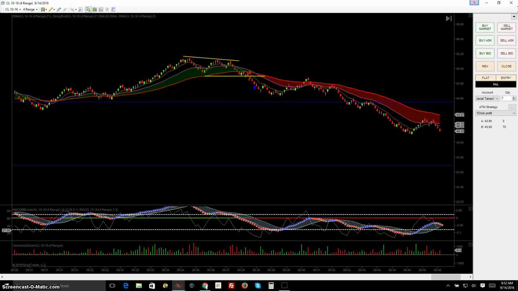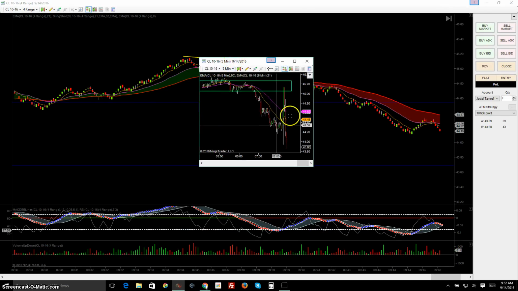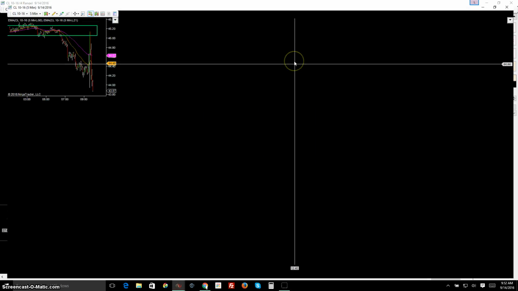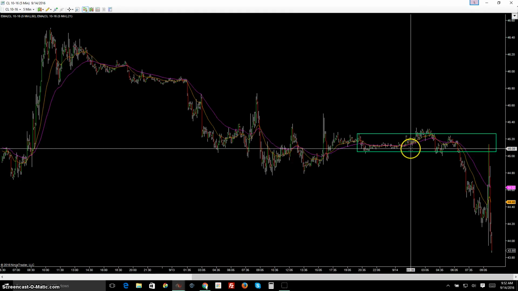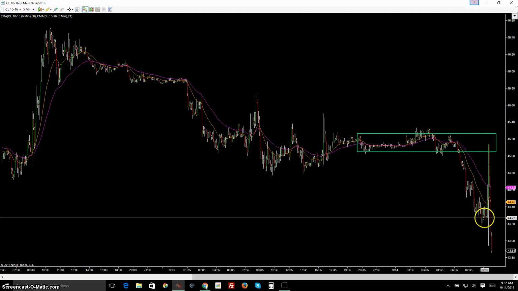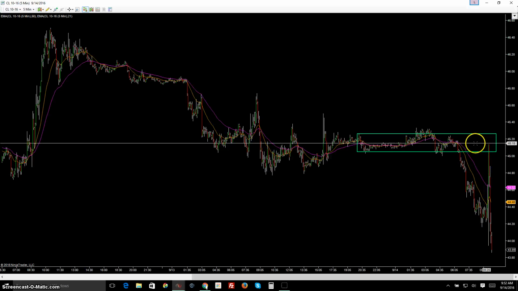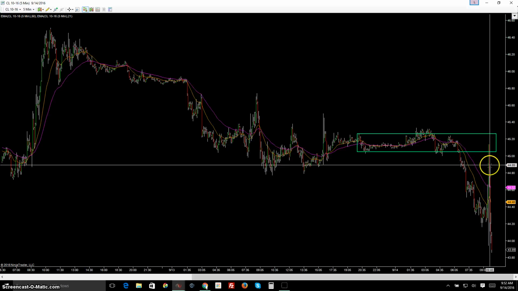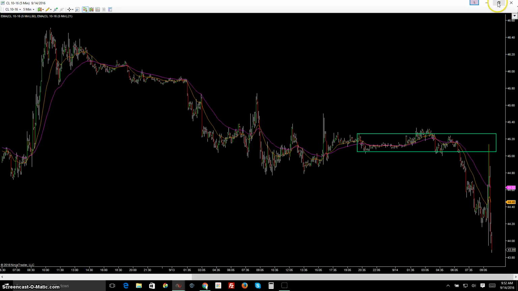You can see on the 5-minute chart, just to give you an example here, we were in this consolidation area. Moving to the downside, oil inventories came out, shot back up, tested this area, and then it started coming back down. That's when I got interested.